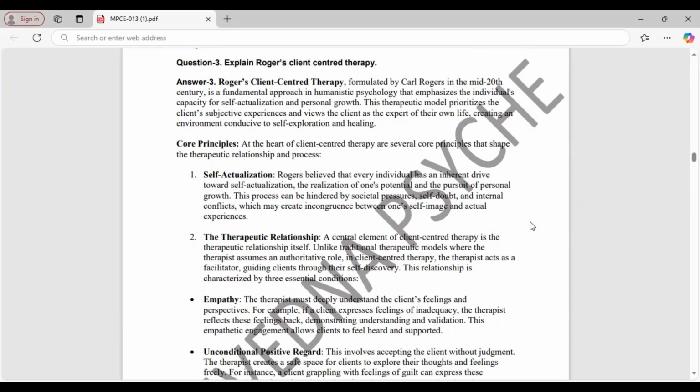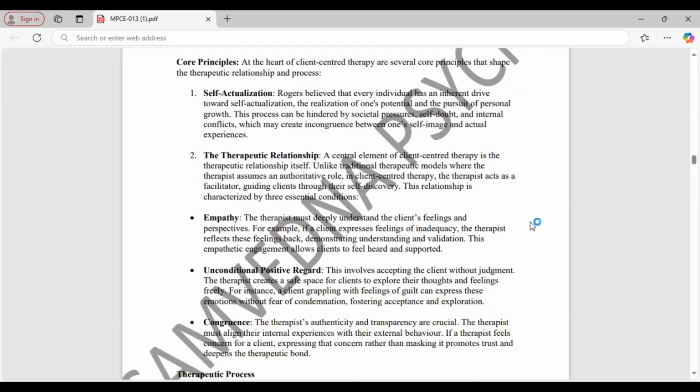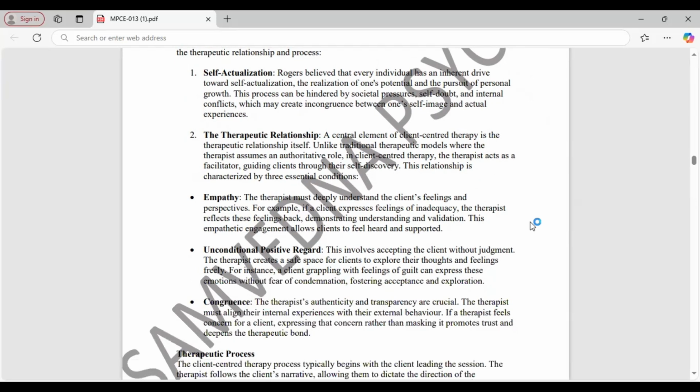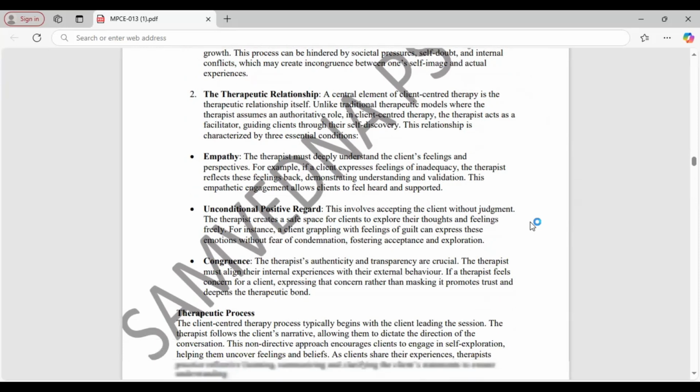The therapeutic relationship, the therapist acts as a facilitator rather than as an authority. Key conditions include empathy. The therapist deeply understands and reflects the client's feelings. Unconditional positive regard. Clients are accepted without judgment, fostering a safe space for exploration. And congruence. The therapist's authenticity and transparency are vital for trust.